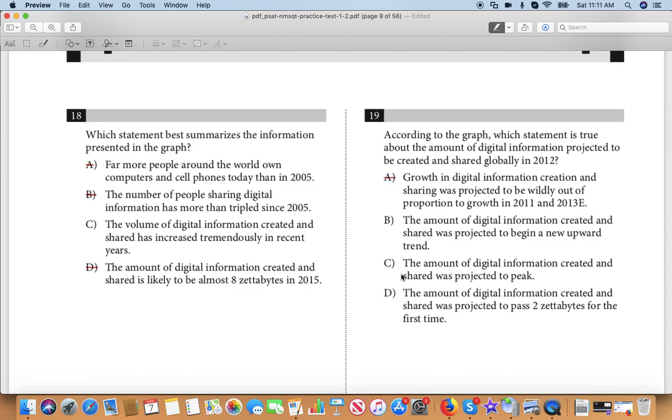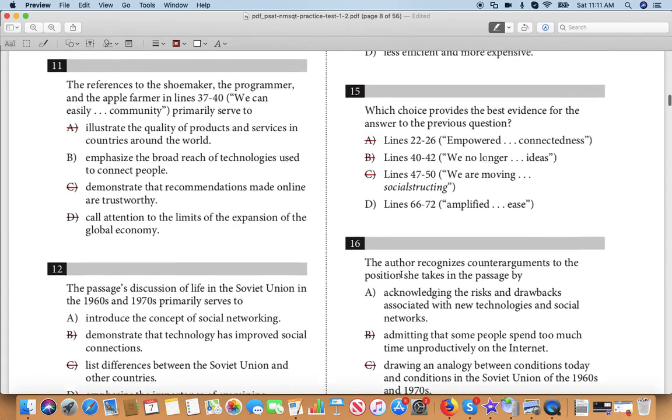B. The amount of digital information created and shared was projected to begin a new upward trend. Is the amount of digital information created and shared projected to begin a new upward trend in 2012?